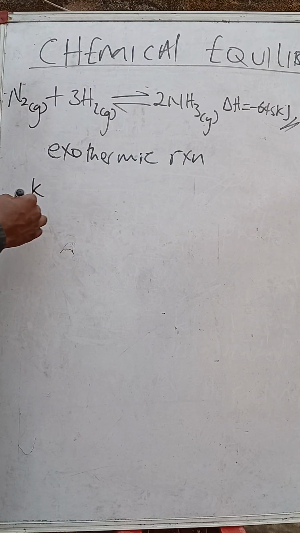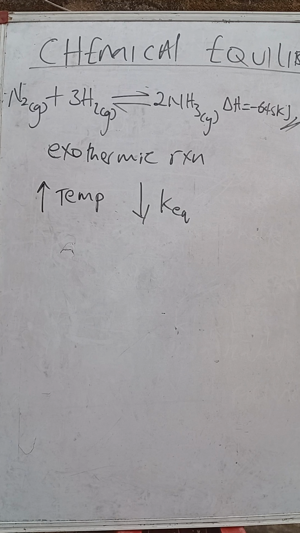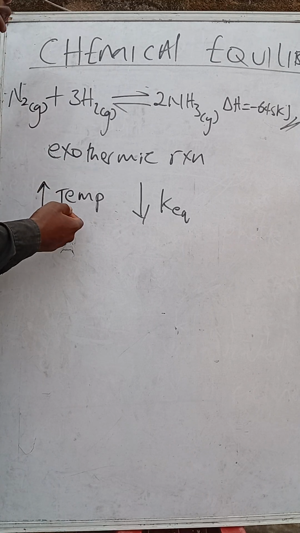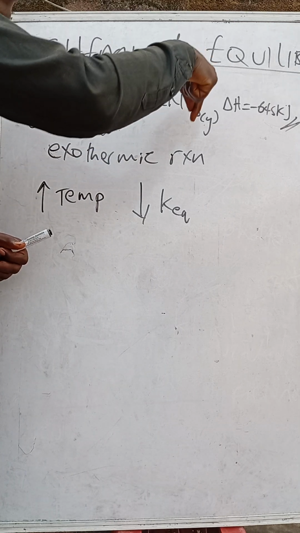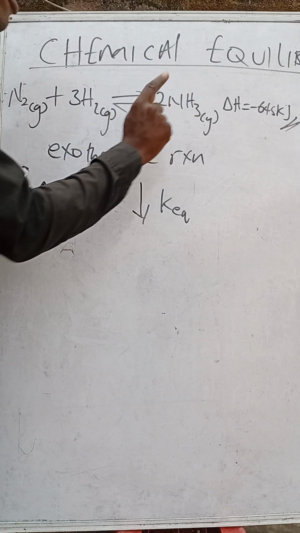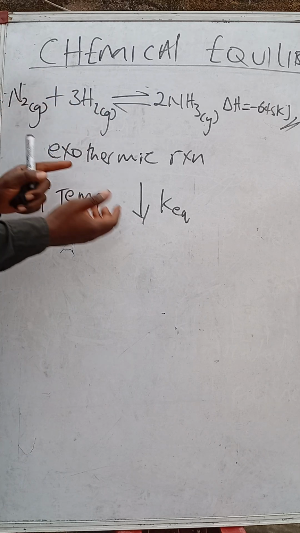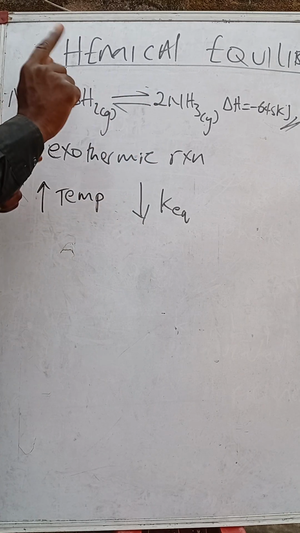For an exothermic reaction, please take note, an increase in temperature decreases the equilibrium constant. Why? An increase in temperature for an exothermic reaction decreases the product formation. So it increases the yield of the reactant, and the equilibrium constant for the forward reaction decreases. Please take note of that.